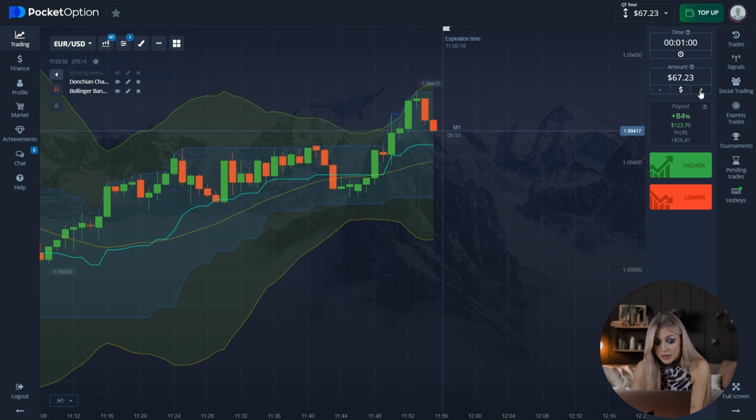I would increase the initial deposit tenfold, okay? But this is not the limit. Just need to find the right moment to earn.